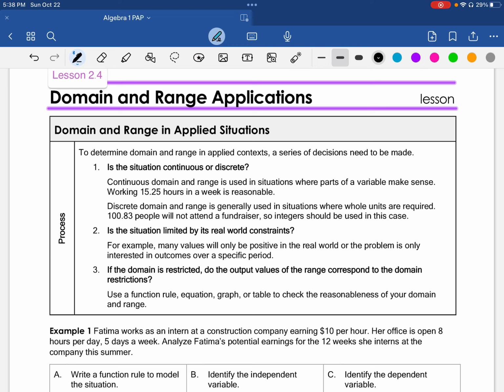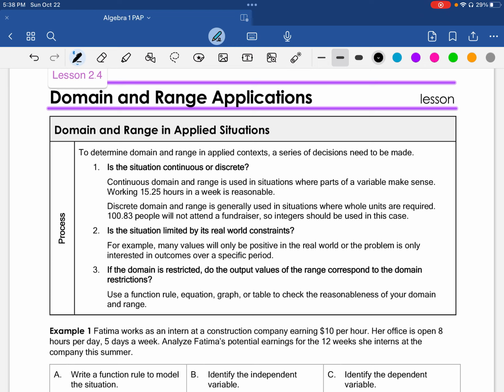Remember, continuous domain and range is used in situations where parts of a variable make sense. Working 5.25 hours in a week is reasonable. Discrete domain and range is generally used for situations where whole numbers are required. 100.83 people will not attend a fundraiser, so integers should be used in this case.